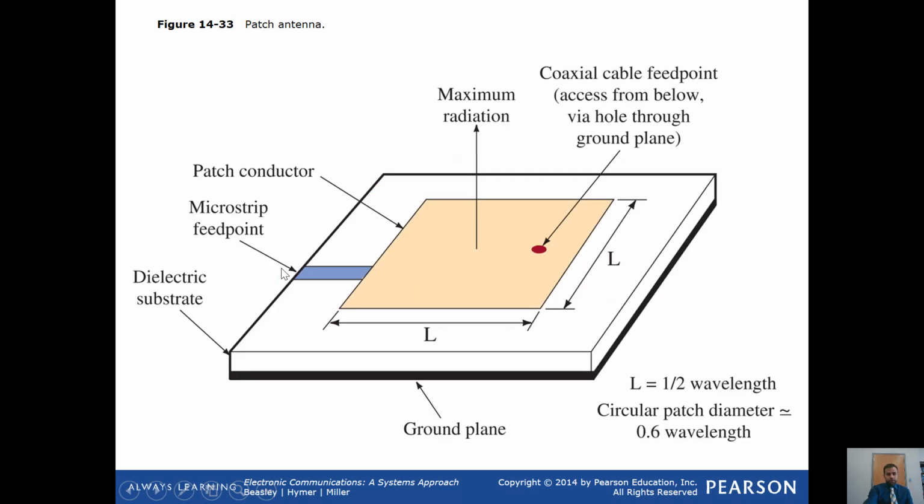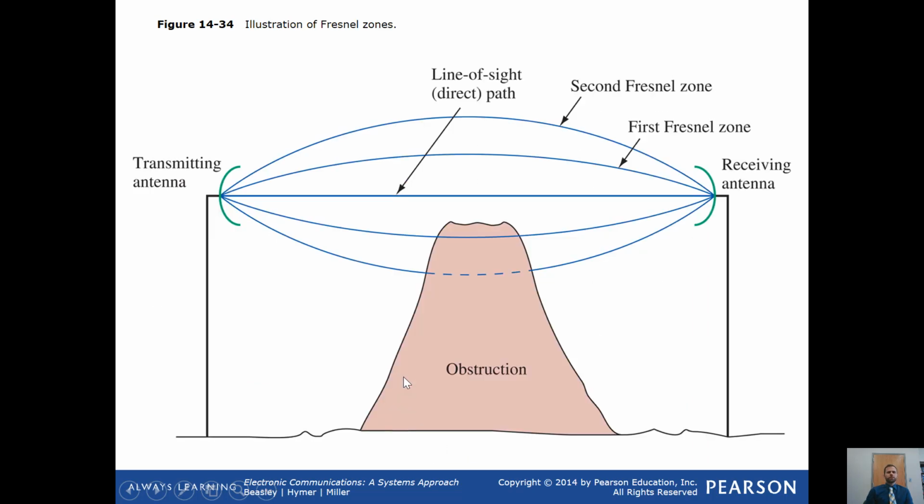And then you have a patch antenna. You have your dielectric substrate, your microstrip feed point, patch conductor, maximum radiation, coaxial cable feed point, and then basically half wavelength, circular patch diameter of 0.6 wavelength, and your ground plane there. So that's your patch antenna.